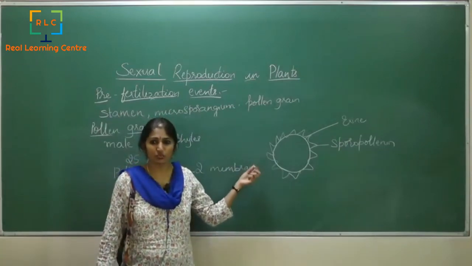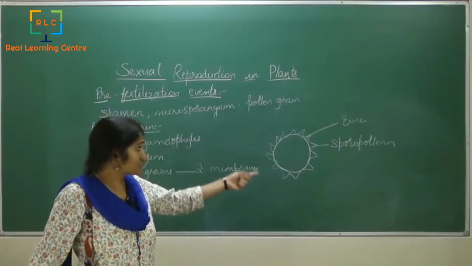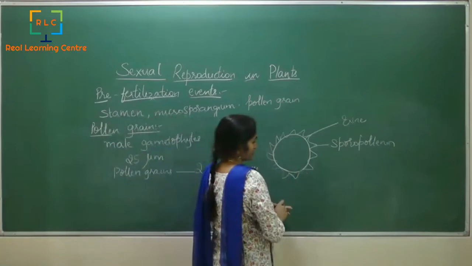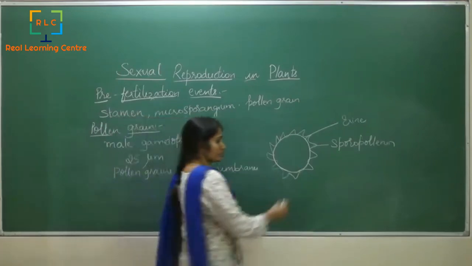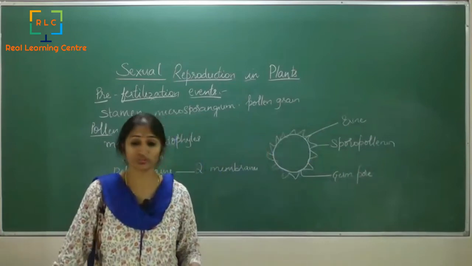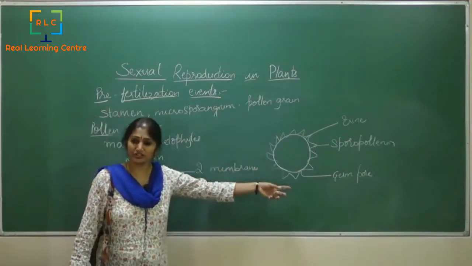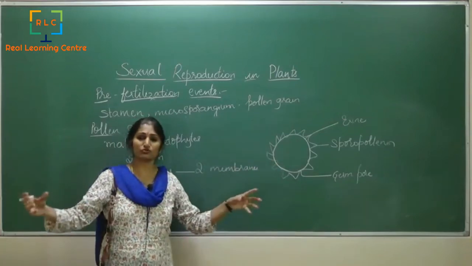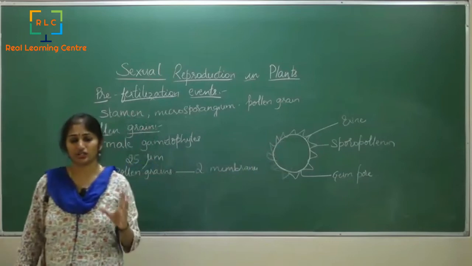However, there are small pores, small regions present on this exine where the sporopollenin is absent. Let me write it here. There is one small region where sporopollenin is absent, and those tiny pores are what we call the germ pore. Here sporopollenin is absent. This is a very important region, and I am sure you will understand it very soon in the next step. It is at this region that a lot of structural changes happen inside a pollen grain. So there is the exine, and the presence of germ pores on the exine.